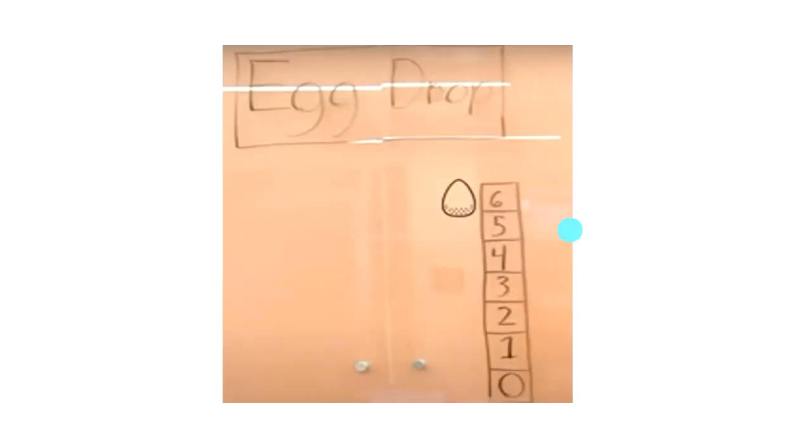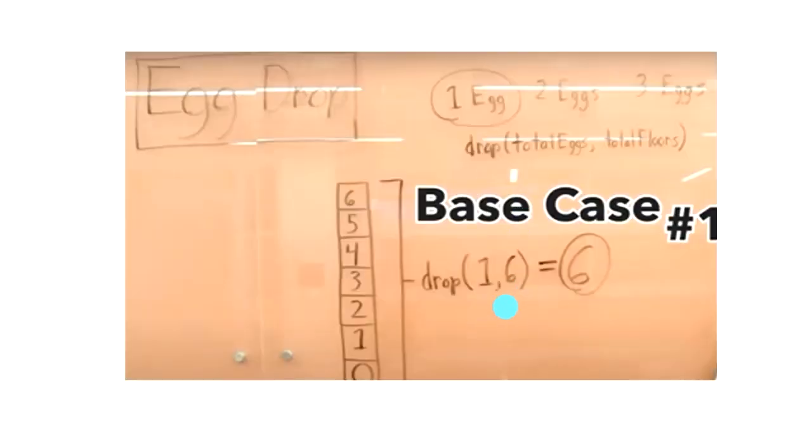While dropping it from the first floor, if it does not break, we go on to the second floor and drop it. If it does not break there as well, we go to the third floor. Similarly, we reach the 6th floor and drop it, but we only reach the 6th floor if it does not break at the 4th and 5th floors also. So when there is one egg given and 6 floors, the answer we'll return is 6, which is equivalent to the total number of floors.